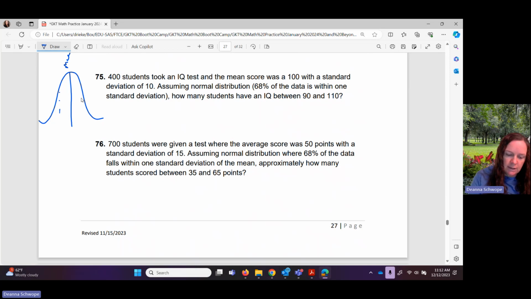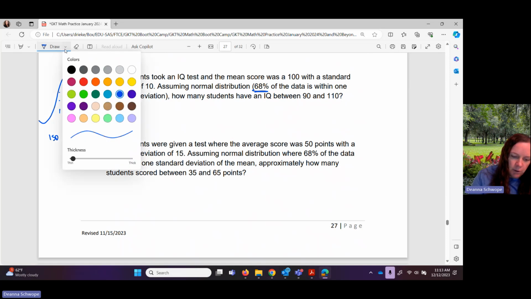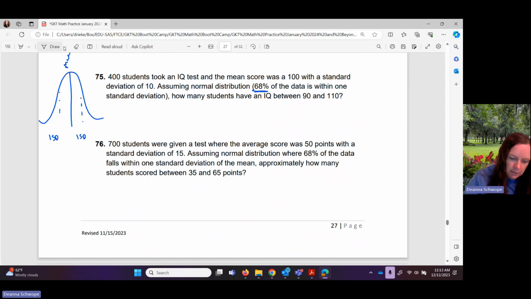So remember I said one standard deviation is the same in either direction. And I even gave you that in a normal distribution, 68% of the data is within that one standard deviation. So 400 students took the test. The mean was 100. So I'm going to write it in a different color. So the mean is 100.